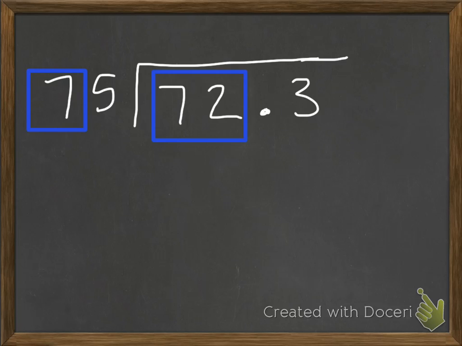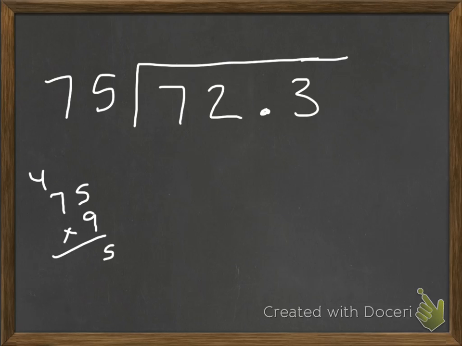How many times can 7 go into 72? And it has to be a single digit number. We don't want to say 10 or 12 or 11. 7 can go into 72 how many times? So of course 7 can go into 72 9 times. Okay, that's going to be 63. So 9 times 5 is 45. Carry the 4. 9 times 7 is 63. Plus 4 is 67. So 75 times 9 is 675.